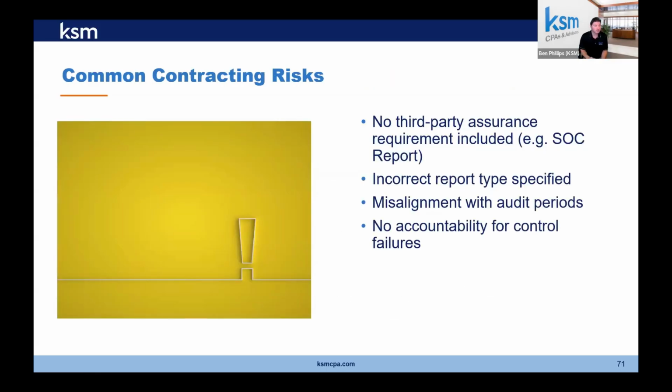Common contracting risks. This slide highlights several contracting weaknesses that we frequently encounter. Sometimes contracts don't require any third-party assurance at all. Other times, the wrong report is specified. For example, SOC 2 is specified when a SOC 1 is actually needed. We also see timing misalignment when the report period doesn't support the audit period. And finally, contracts may not define accountability for control failures or remediation expectations.